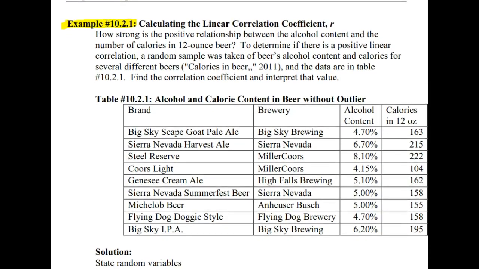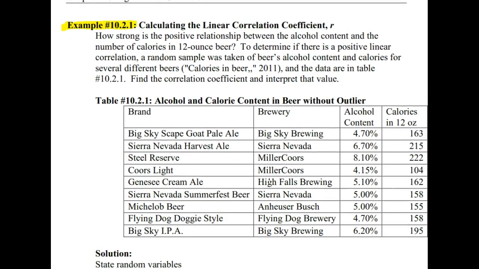So let's take a look at the data that we have here. If we're going to calculate the linear correlation coefficient, r, how strong is the positive relationship between the alcohol content and the number of calories in a 12-ounce beer? To determine if there's a positive linear correlation, a random sample was taken of beers, alcohol content, and calories for several different beers. The data are in the table below, and we're asked to find the correlation coefficient and interpret its value. Remember, this is a data set that we started with back in the beginning of Chapter 10, but it's without the outlier.